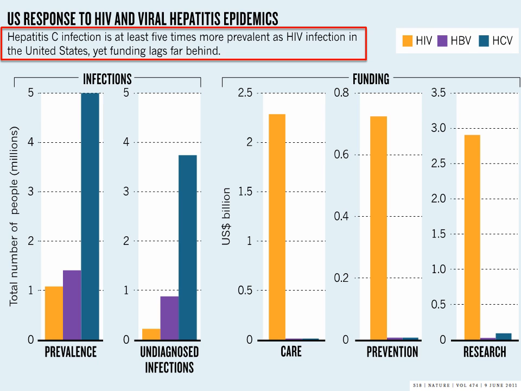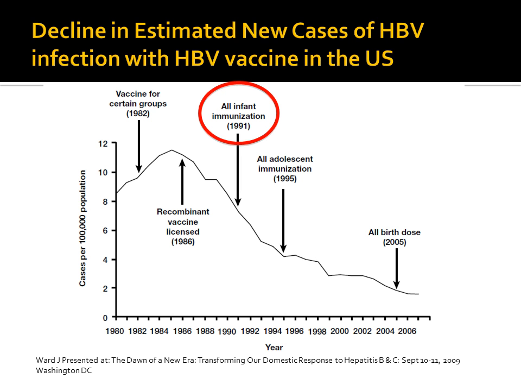When we think about the U.S. response to HIV and compare it to viral hepatitis epidemics, we see a disparity in terms of the prevalence of infection and the amount of funding appropriated for care, prevention, and research-related activities for both viral hepatitis B and C compared to HIV. So this is definitely an area with unmet need to establish more resources for us to do more important work around hepatitis B and C in the United States.